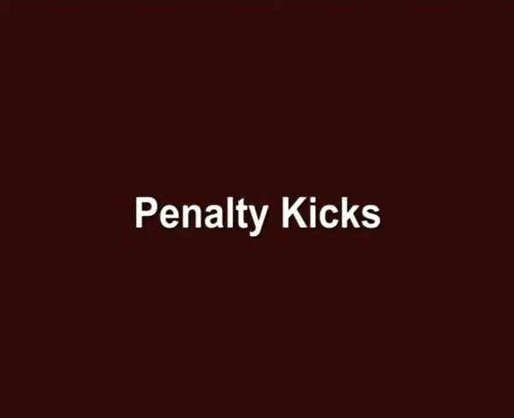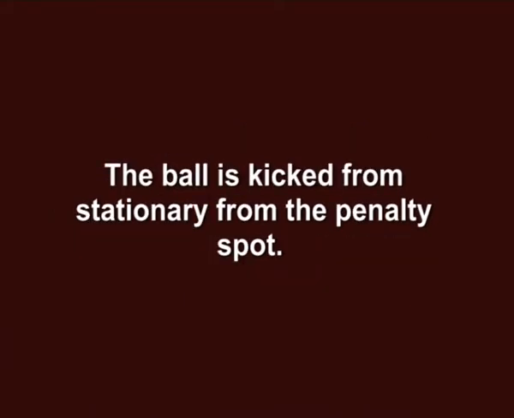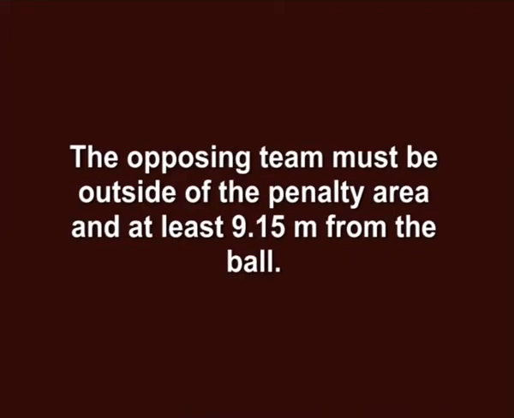Next is penalty kicks. These are given against a team when they commit an offence which would normally be awarded a direct free kick inside their goal area. The ball is kicked from stationary from the penalty spot. The opposing team must be outside of the penalty area and at least 9.15 meters from the ball.